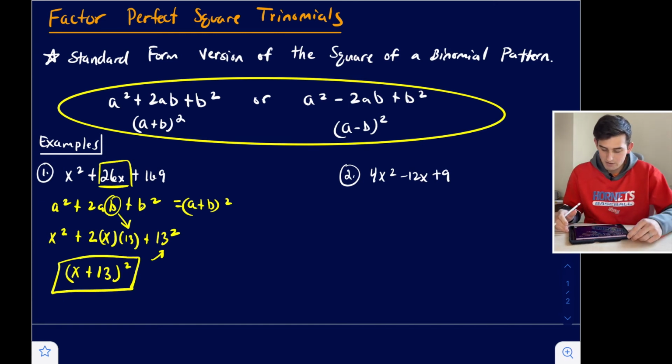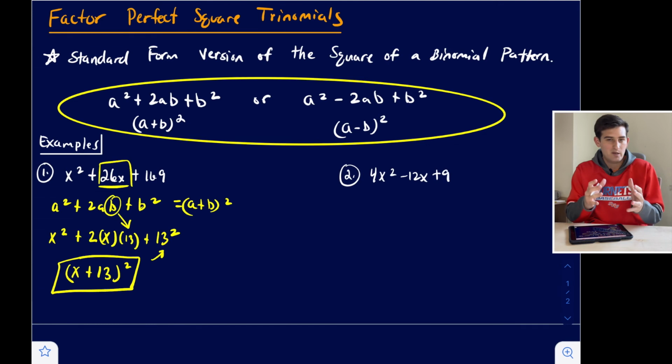All right, let's look at number 2. Now we have a number for a that is other than 1, right? So we could factor this by doing the magic x and solving it by grouping, right? We've made a previous video about that, so I'll post the link to that video in the description below.